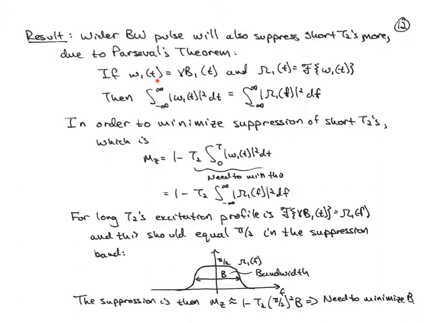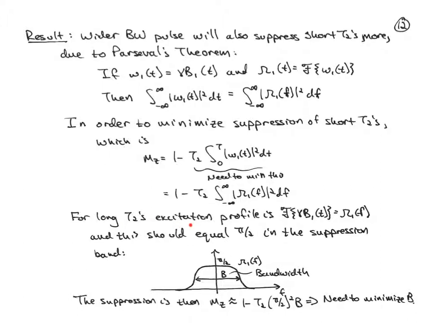If we define omega 1 of t as the RF pulse and capital omega 1 to be the Fourier transform of that pulse, then the integral of the power of that pulse is the same whether you measure it in the time domain or the frequency domain. That's what Parseval's theorem says. So in order to minimize the suppression of short T2s, which is given by 1 minus T2 times the power of the pulse, we need to minimize this for the short T2 components, which is the same thing as minimizing the power in the spectral domain.